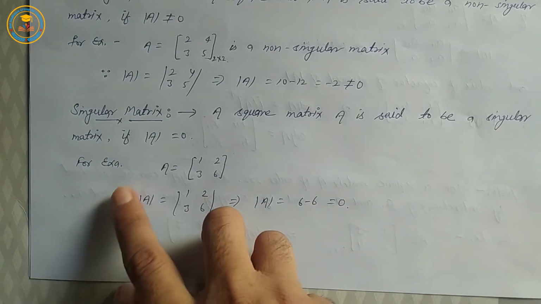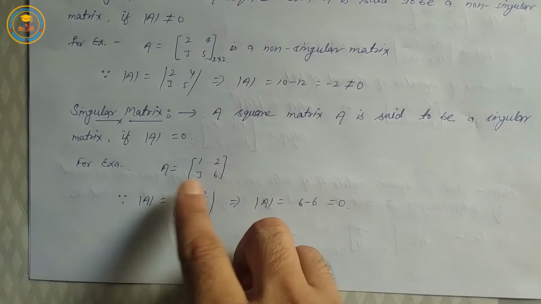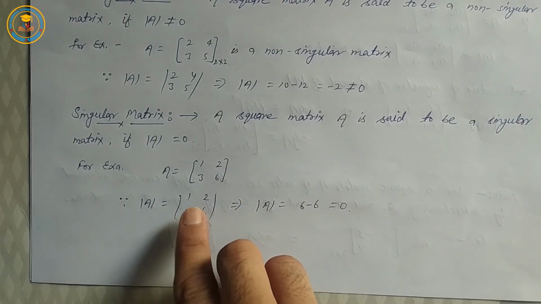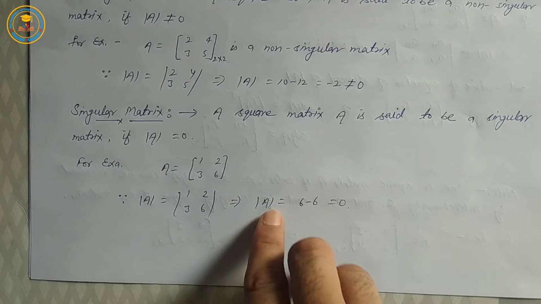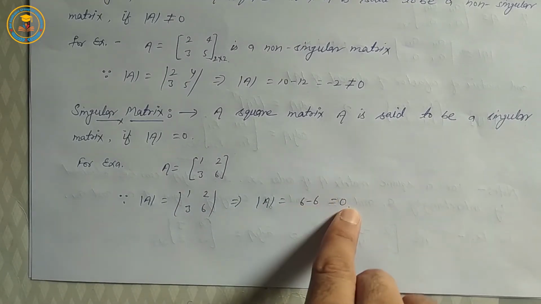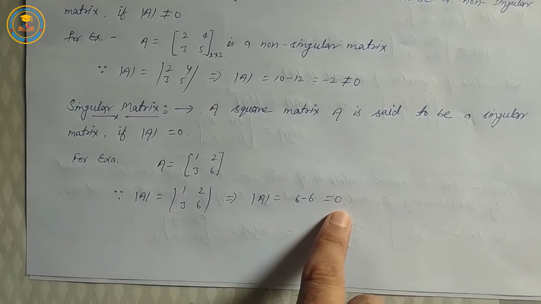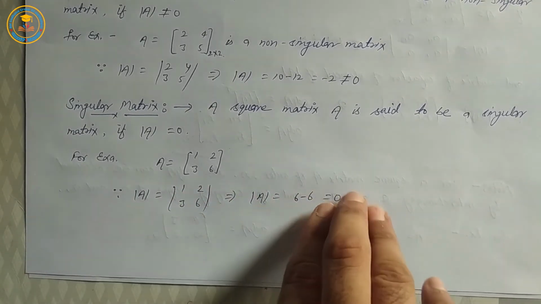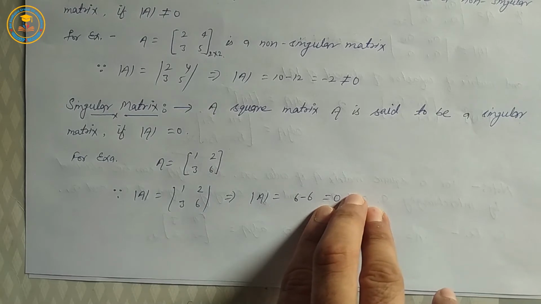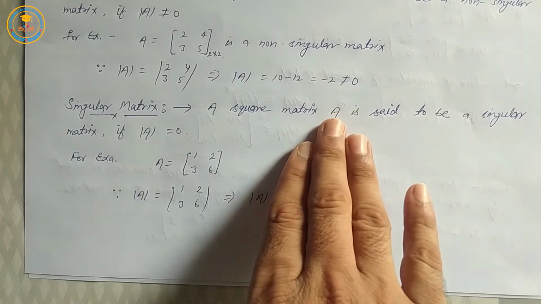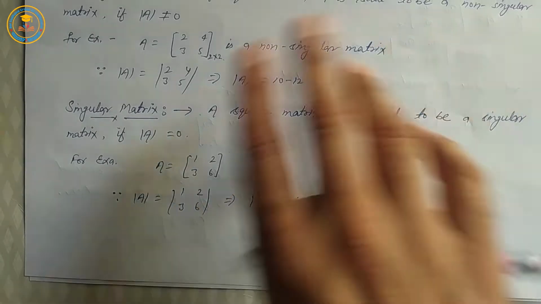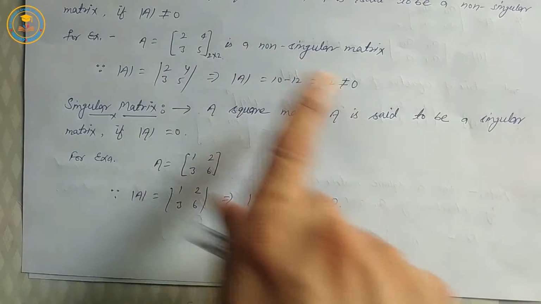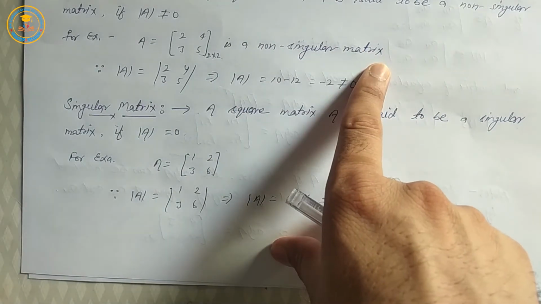For example, matrix A is equal to [1, 2; 3, 6]. It means determinant A equals |1 2; 3 6|, which implies determinant A equals 6 minus 6, which is equal to 0. So determinant A equals 0, it means matrix A is a singular matrix. Determinant A not equal to 0 means matrix A is a non-singular matrix.